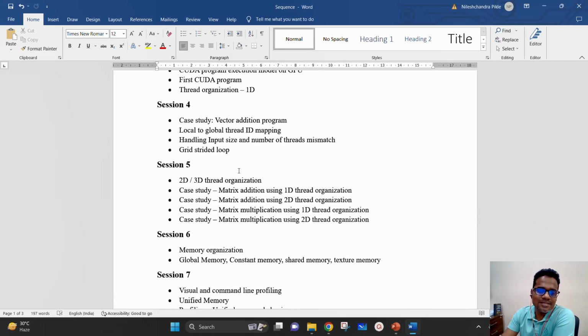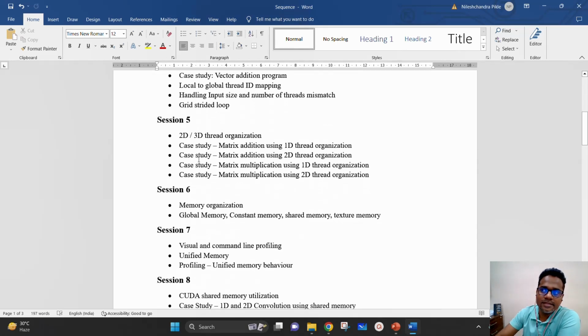Basically, we arrange these threads in 2D and 3D if we have a data structure which is of 2 or 3 dimensions, right? For example, if you want to work on a 1-dimensional array or a vector, we can organize our threads into 1D format. But if you are working on a higher dimensional data structure such as a matrix or a 3-dimensional tensor, then it is better to organize our threads into 2D or 3D format so that we can easily map between data and threads. For that, we'll take some case studies such as matrix addition and matrix multiplication to demonstrate 2D and 3D thread organization.